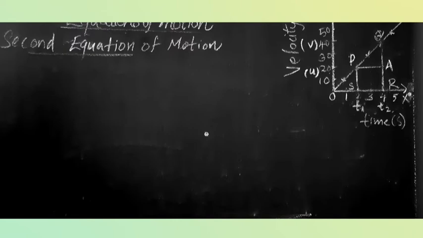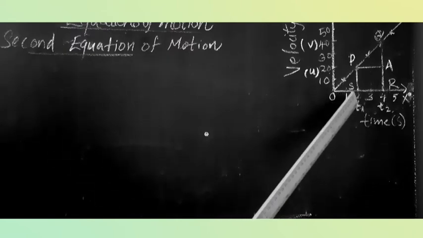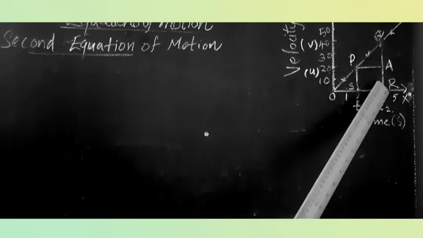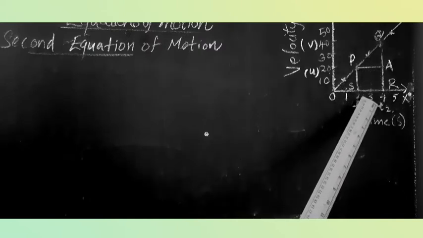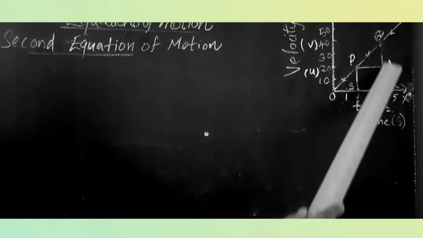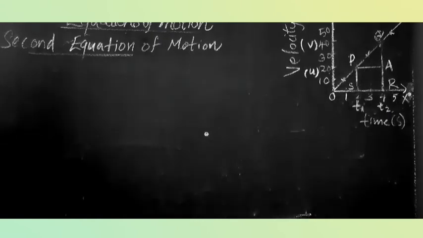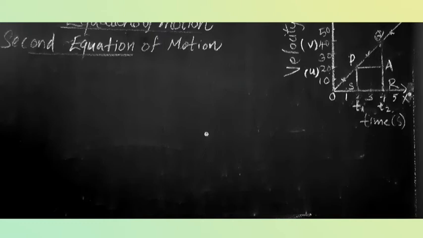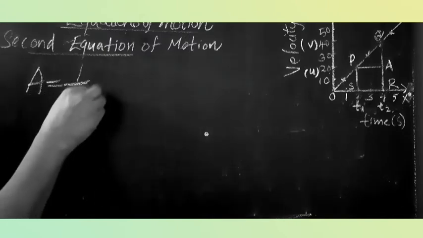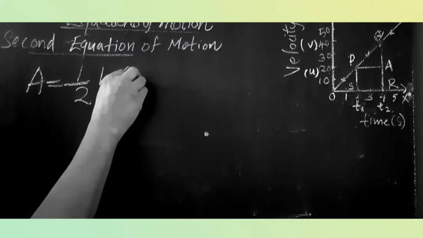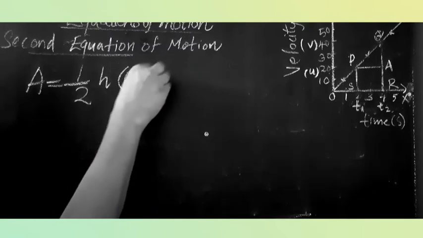We have already studied that the displacement on a velocity time graph will be the area below the graph. Here, displacement is the area of the trapezium PQRS. You have already studied the equation to find the area of a trapezium. What is the equation for the area of a trapezium? A is equal to half into h into a plus b.